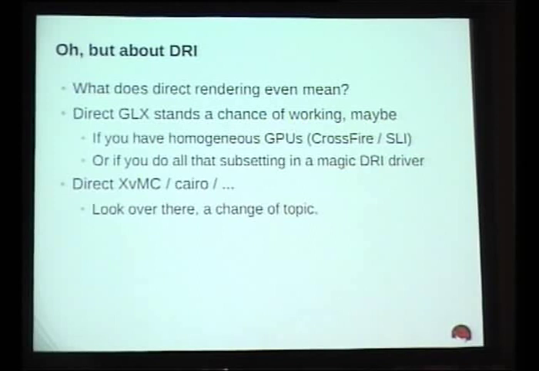I have no idea how to deal with any of the other direct rendered APIs. Cairo is not direct rendered yet, kind of. Somebody would have to think about this. I don't have any good answer for what to do in that situation.